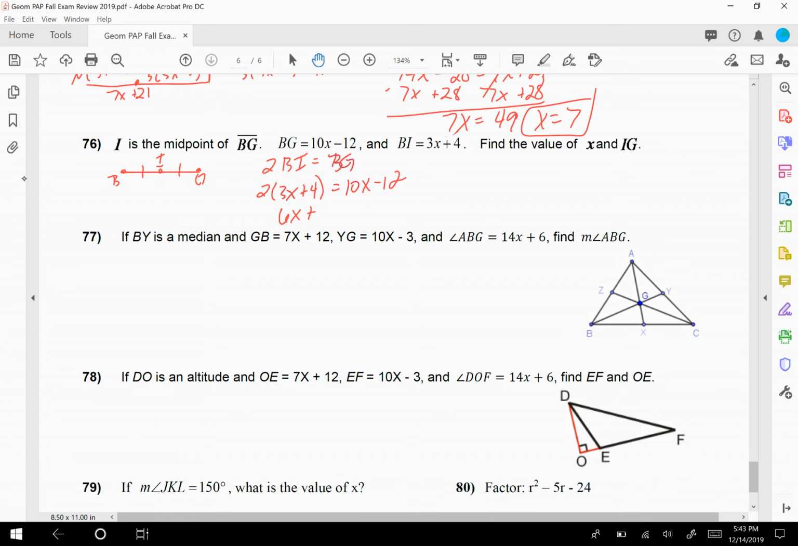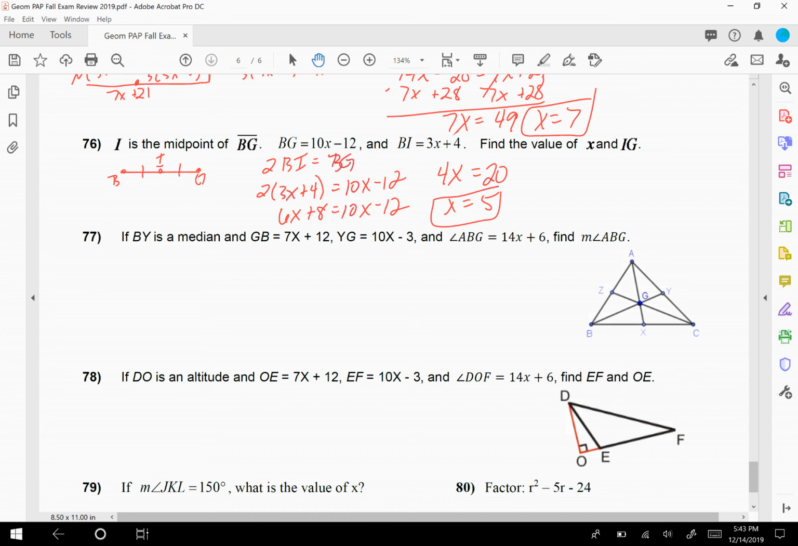So 6x plus 8 is equal to 10x minus 12. Take away 6x from both sides, so you get 4x, okay? And then I'm going to move this negative 12 over here, and so we get 12 plus 8, and that's 20. So 4x is 20, so x is 5. So that's one part of it.